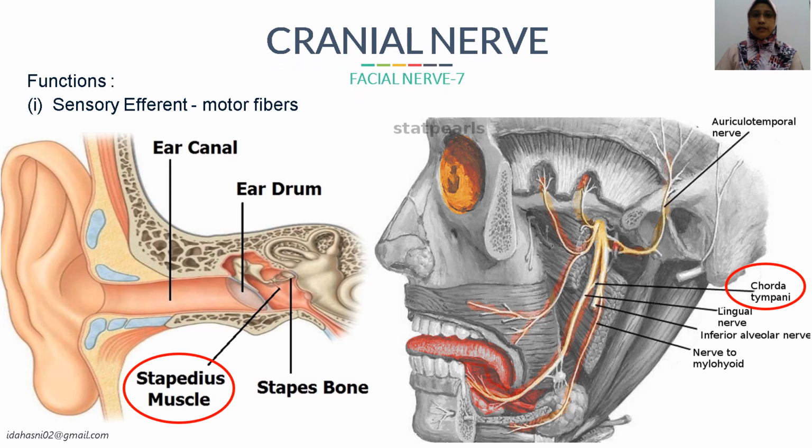The facial nerve gives a small branch of efferent motor fibers that supplies the stapedius muscle and a large branch, the chorda tympani. This is the chorda tympani. This is the stapedius muscle, which is in the inner ear.